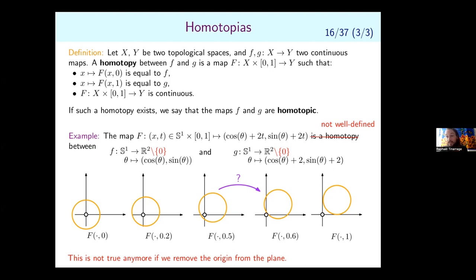Actually, we don't have a homotopy between F and G, because if you want to translate this circle to the center (2, 2), you will have to cross this point, but the point does not belong to the space, right? So it's impossible. It's not easy to prove that there is no homotopy between F and G in this space. You will need a few tools that we will introduce later. Okay.